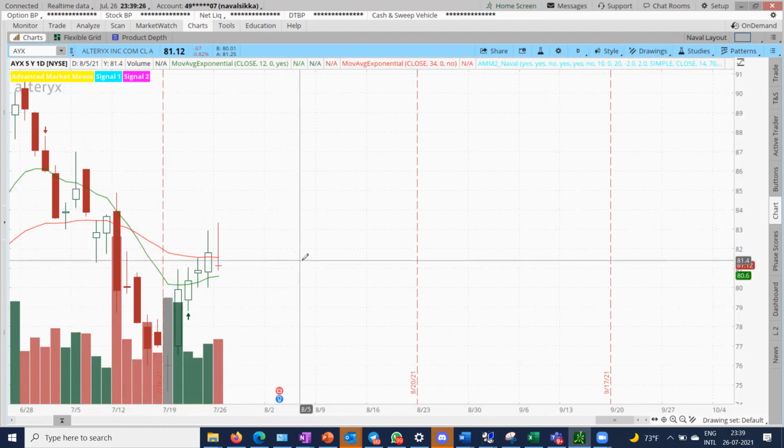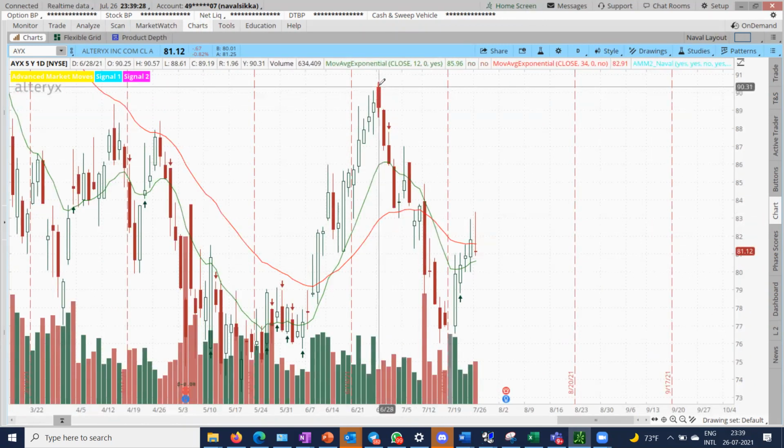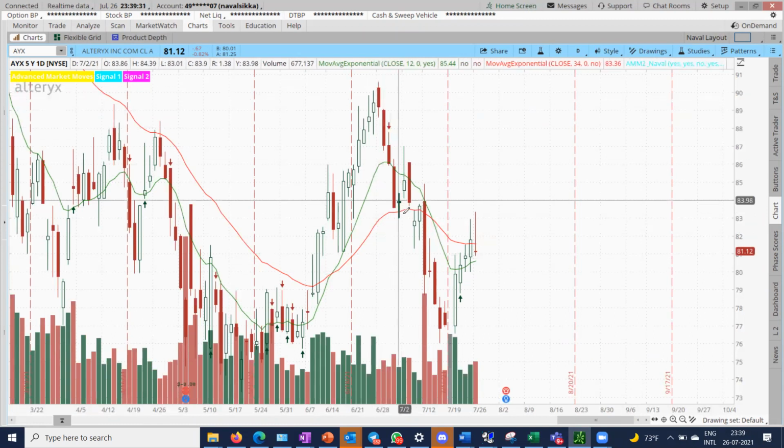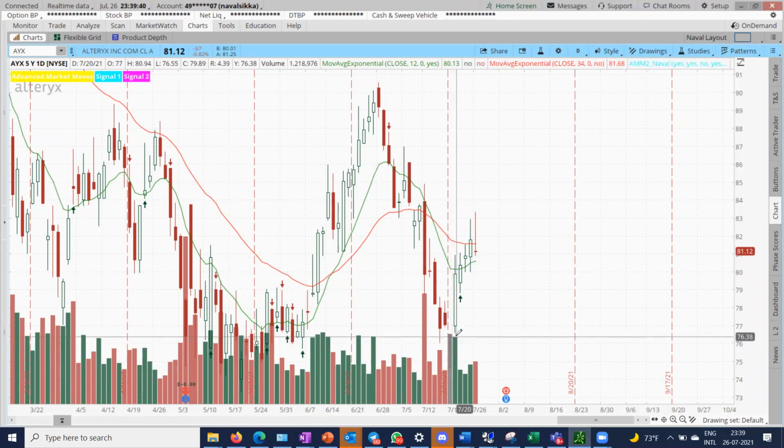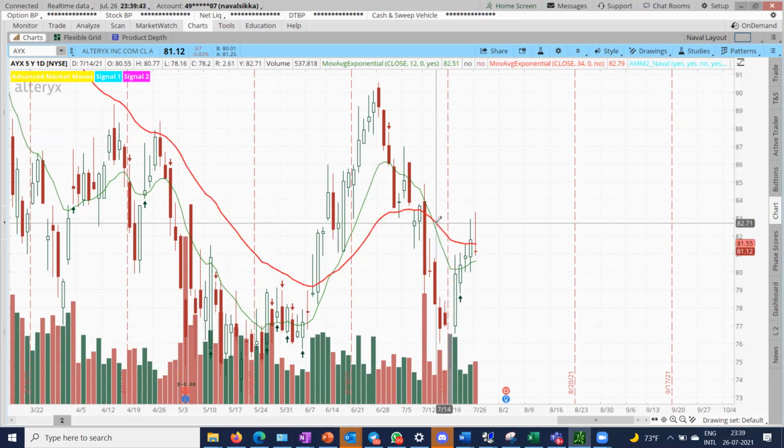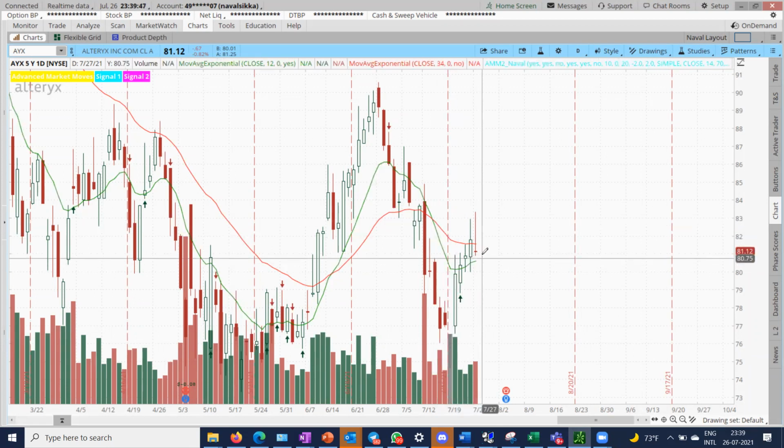So AYX has actually bottomed out from around 90. It came down, down, down, made an inside day, and then made a doji, which is a confirmation that the trend has changed. So from 75 onwards, it had a change of trend, but the 34 EMA is still hovering above the 12 EMA. They're converging towards each other, but it still needs the crossover, the green above the red, and then it will have momentum in the positive direction.